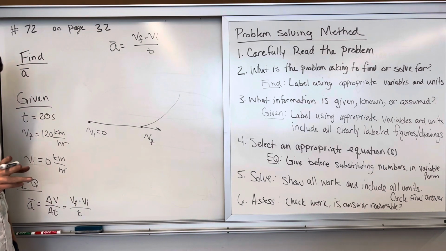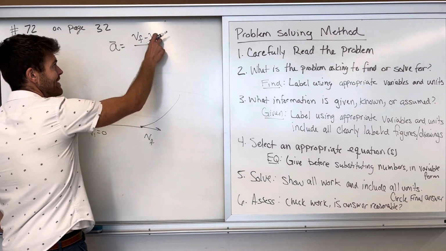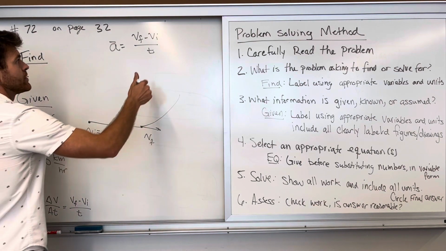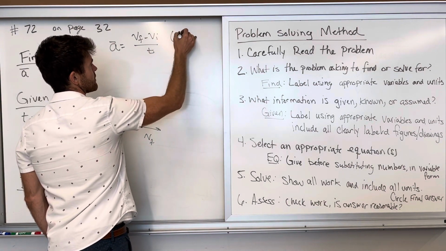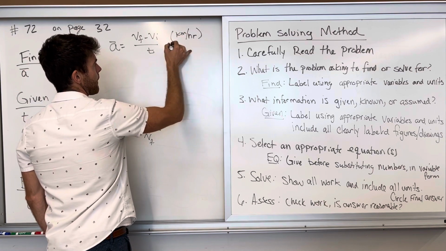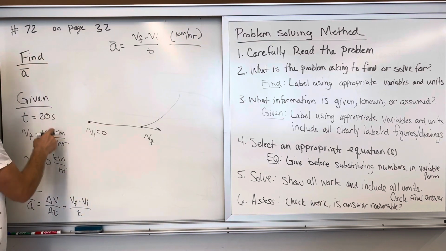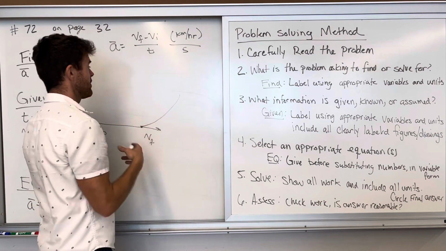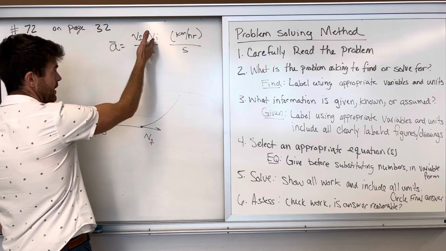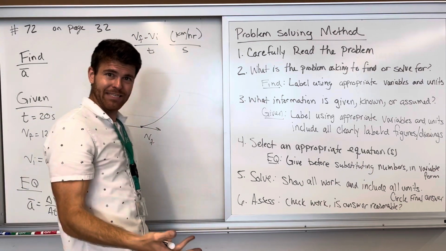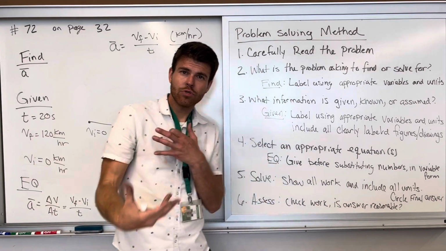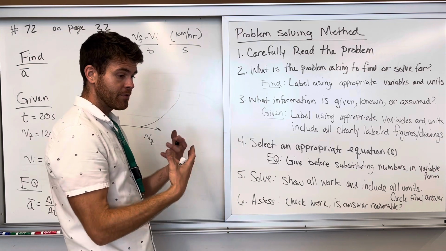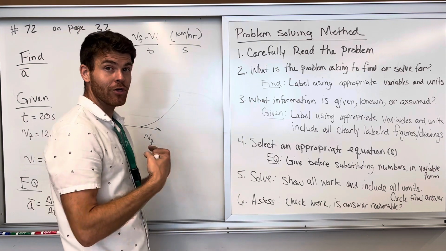But there's a problem. Our velocity is given in units of kilometers per hour. So this numerator is going to have units of kilometers per hour. Time is given to us in units of seconds. So if we just find a difference in velocity, 120 minus 0, which is 120 kilometers per hour, we can't just simply divide it by 20 seconds because we don't have consistent units. We're dividing a number whose time units are hours by a number whose time units are seconds. So we've got to convert units.